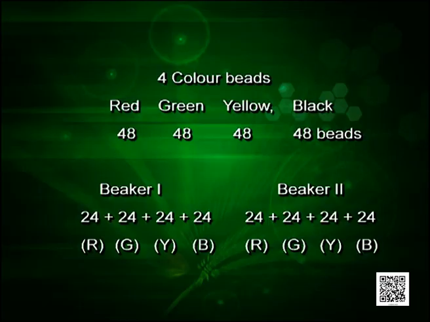That means, of all the 4 color beads you have 24 in one beaker and 24 in the other beaker. So, 24 of each of the 4 colors in one beaker and 24 of each in the second beaker. You can name them beaker A and beaker B, and both have identical beads, colors and numbers.